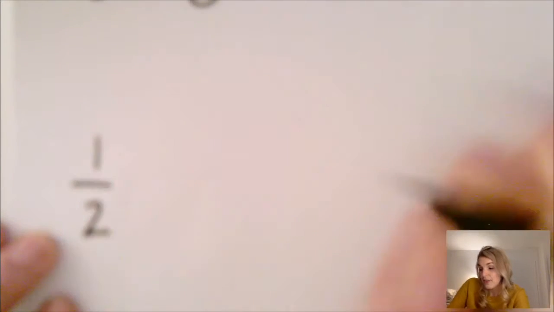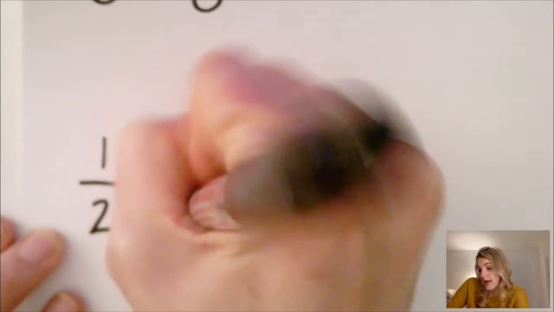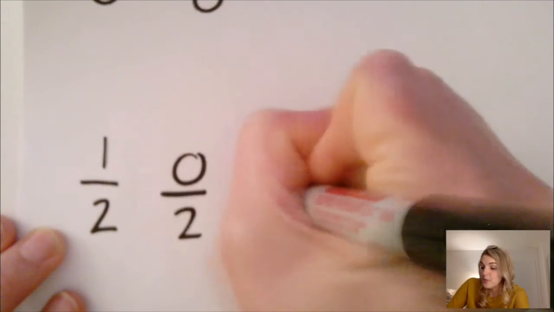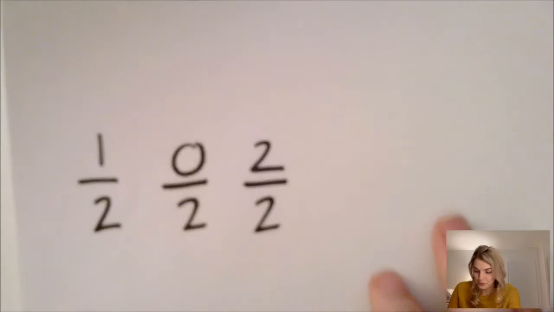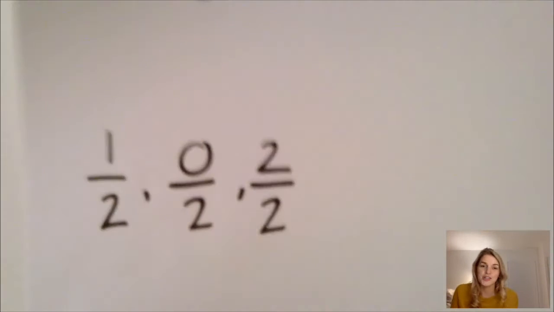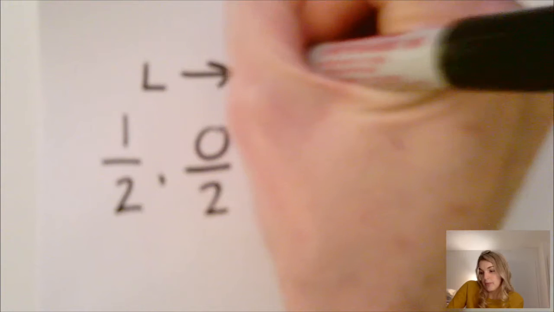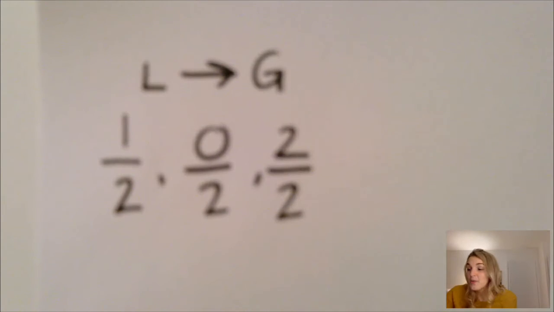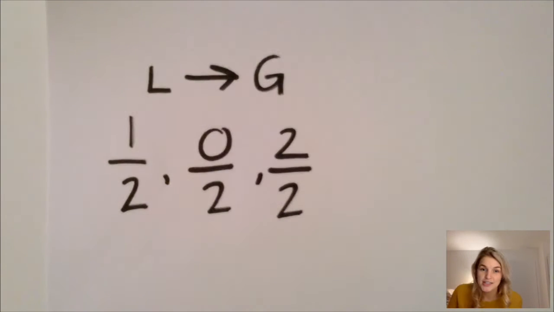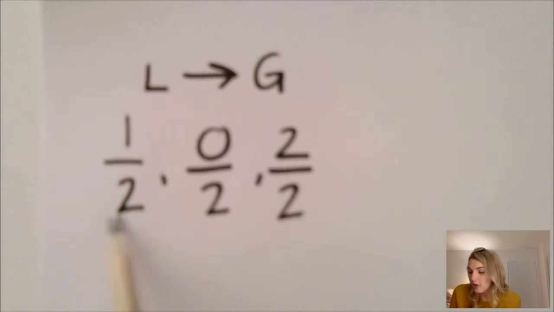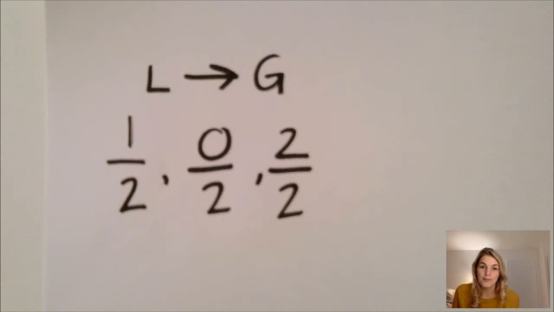So let's say I have 1/2, 0 halves, and 2 halves. So I need to order these fractions. And let's say I'm looking for the least to the greatest. So L to G. That means that I want to find the smallest fraction first. Now I see here that all the denominators are the same. So remember, if all the denominators are the same, you're going to be looking at those numerators.